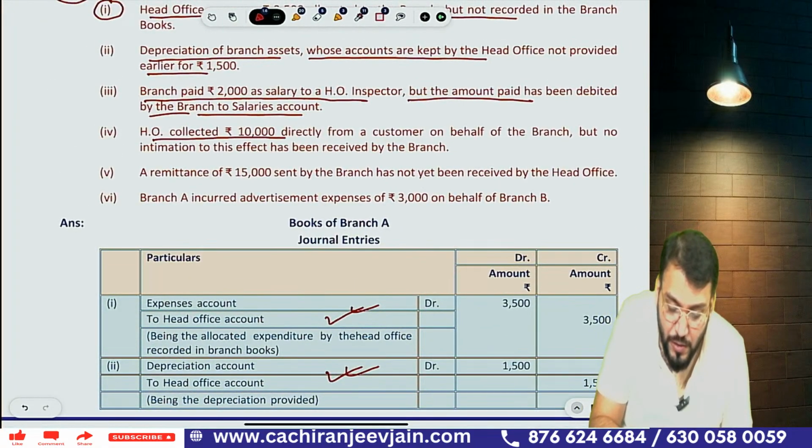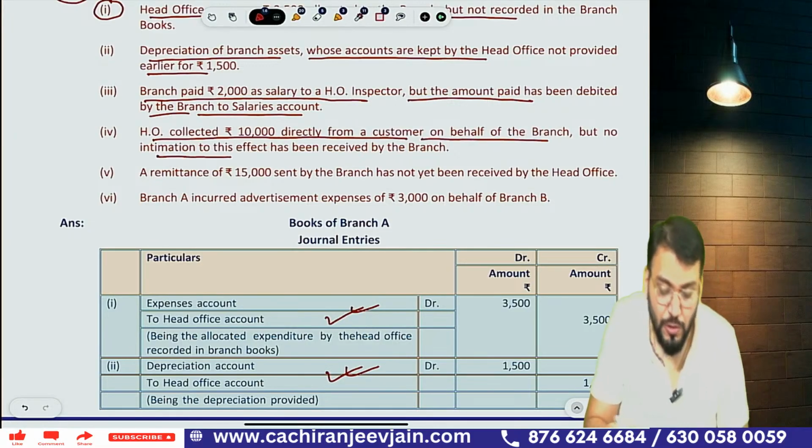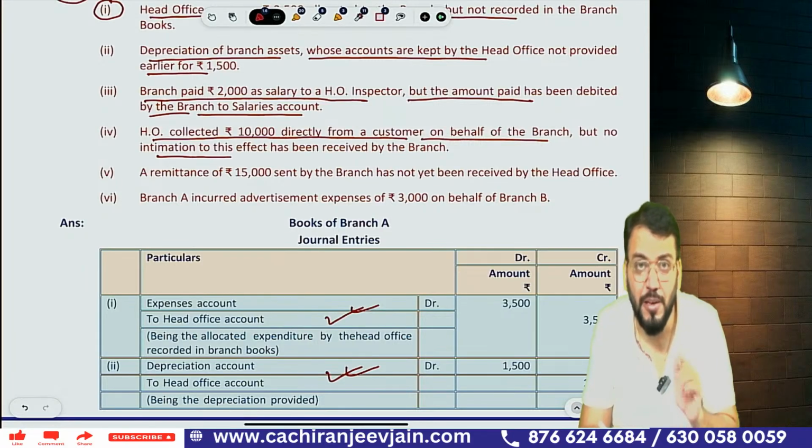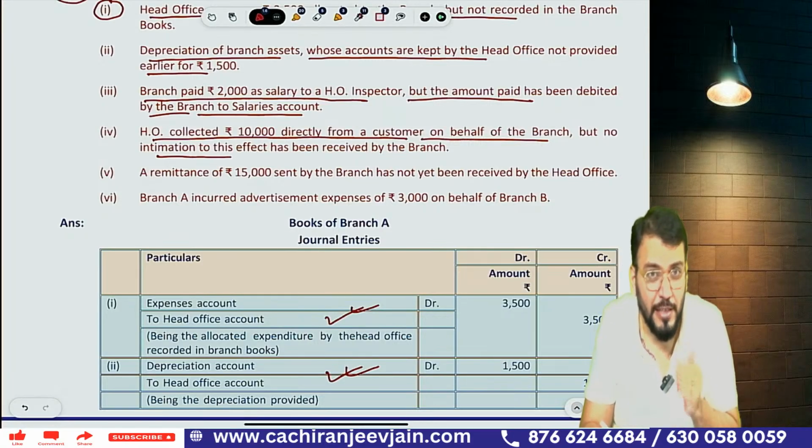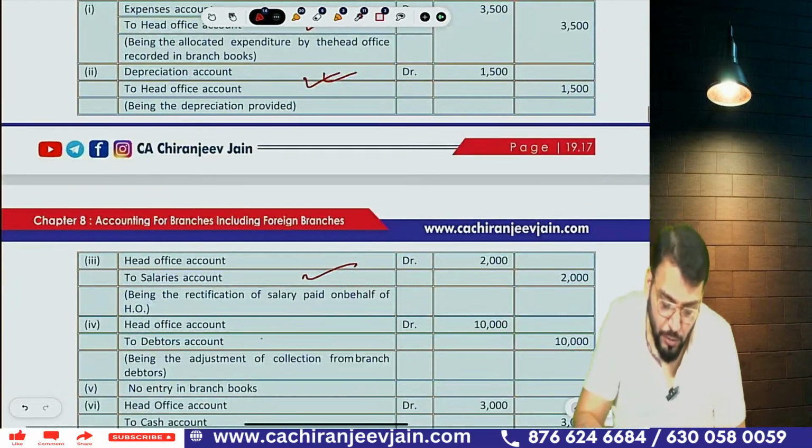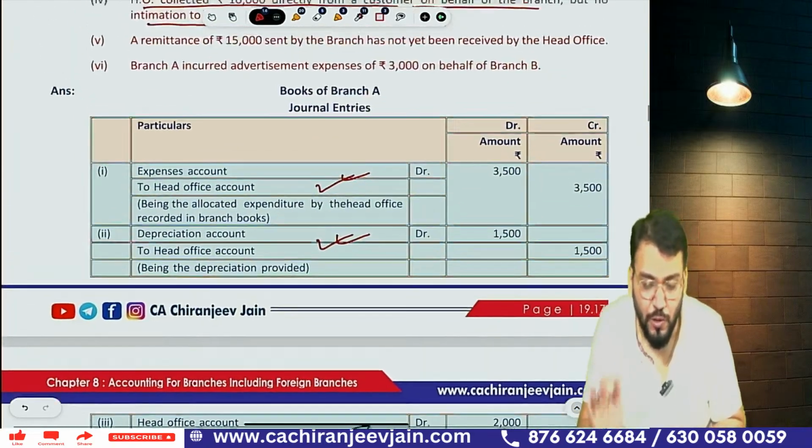HO collected 10,000 directly from a customer on behalf of branch, but no intimation. So HO collected directly from customer. What will be generated? It will be HO account debit to branch debtor. This is also correct. No doubt about this.